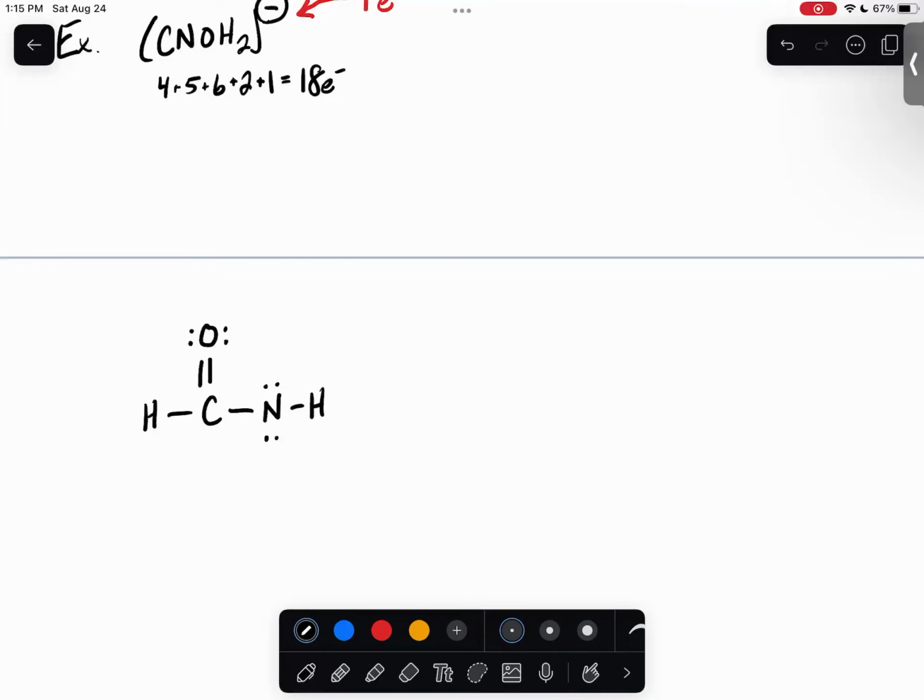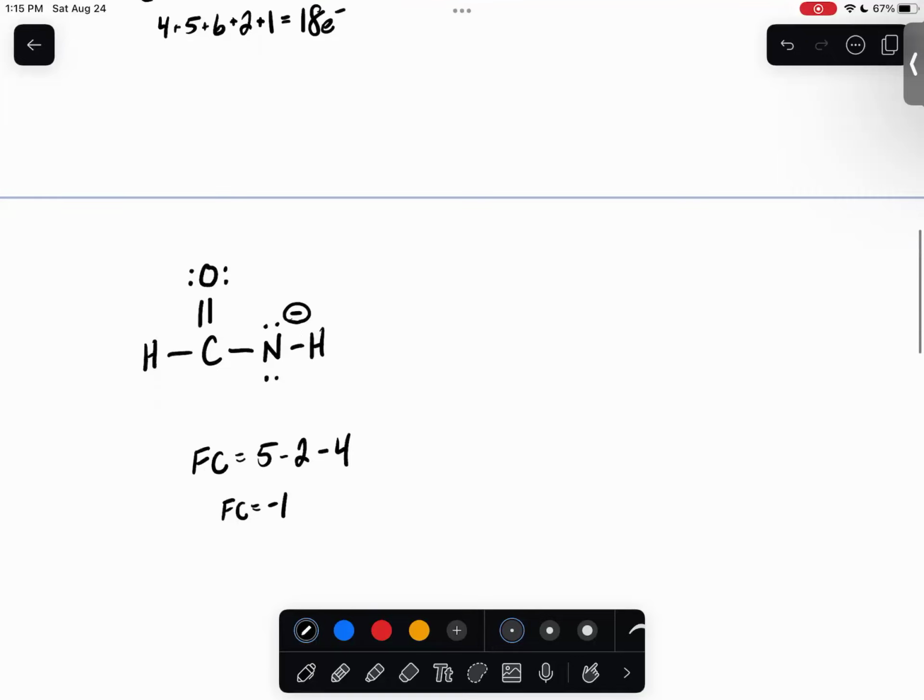And if we do our formal charge equation, looking at this nitrogen here, formal charge is it wants 5, it has 2 bonds, and it has 4 unpaired electrons, which means the formal charge of that nitrogen, that is where our negative charge is. So we can put that right there on the nitrogen. So we have this structure here, and this structure has a negative charge on the nitrogen.